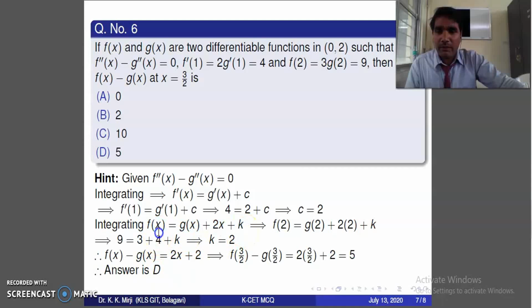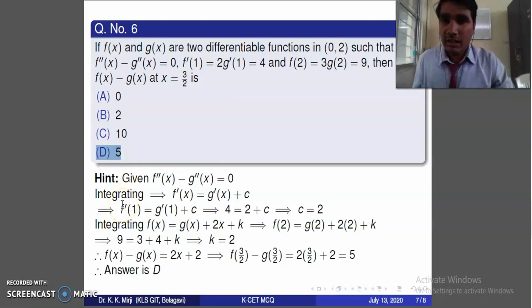So we want f of x minus g of x. Bring this g of x to this side. So therefore f of x minus g of x is equal to 2x plus 2. And they asked us to find the f of x minus g of x value at x equals 3 by 2. If you put x equals 3 by 2 in this equation, you will get f of 3 by 2 minus g of 3 by 2 is equal to 2 into 3 by 2 plus 2, that is, the 2s get cancelled, 3 plus 2, that is 5. So the answer is D. So D is the answer for this last question, number 6.